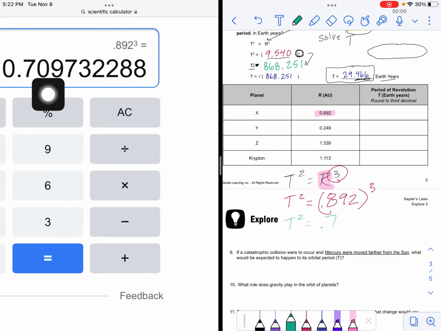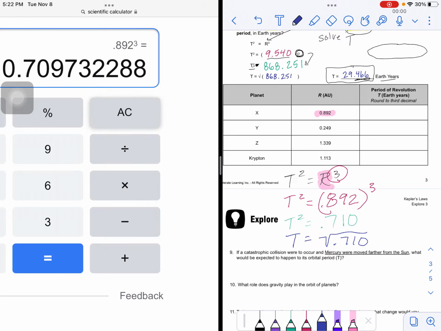Now I have the answer of T squared equals 0.7, and then I have to see what my rounding is going to do. I want to round to the third decimal. So this 7 tells me I'm rounding up. Well, my 9 rounds up to a 10, so I've got 0.710, it's T squared. And finally, I need to eliminate the squared by taking the square root of what I have left. T equals square root of 0.710.